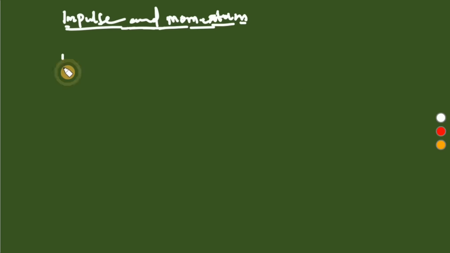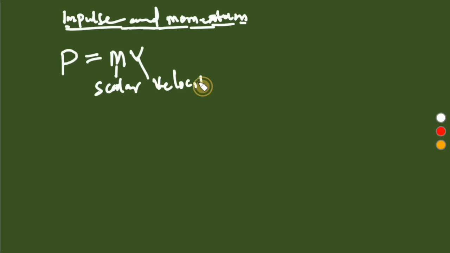In this video, we revisit impulse and momentum. Momentum is represented with capital letter P and is defined as the product of mass and velocity. Momentum is a vector. It's a product of the mass, this is a scalar, and velocity, this is a vector. So the direction of momentum is given by the direction of this velocity vector.